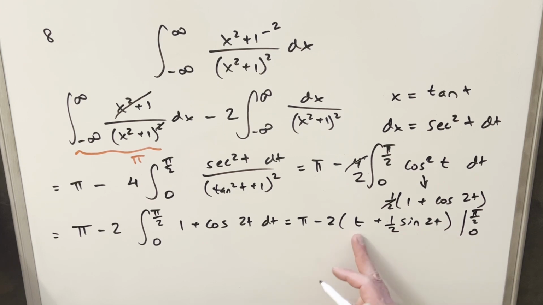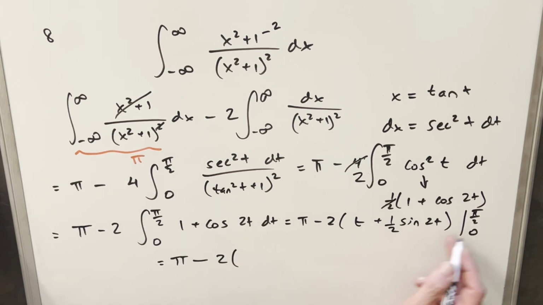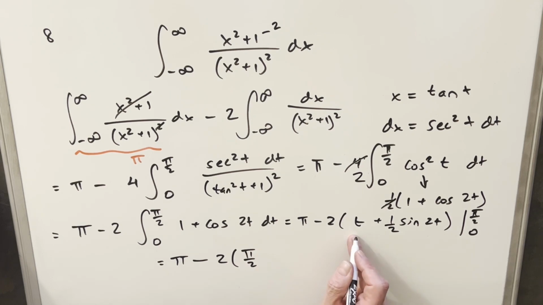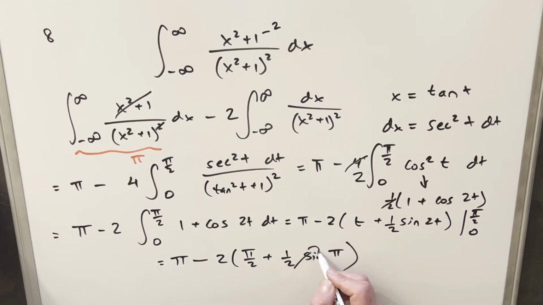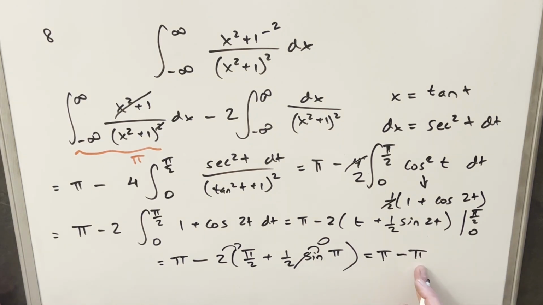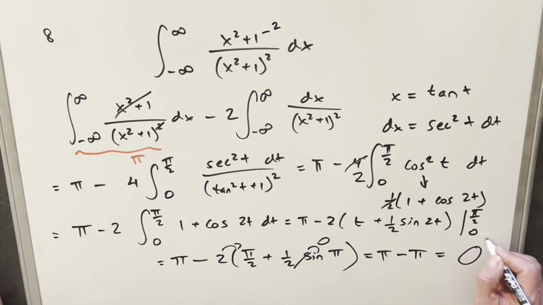Now what you'll notice here is when you plug in 0 for t, that's just going to be 0. Plugging 0 in here, you're going to have sine of 0, that's also 0. So I just need to evaluate at pi over 2. We'll copy down what we have here. We have pi minus 2, and then plugging in pi over 2 everywhere, we're going to have pi over 2 in here for the t, plus 1/2 sine of 2 times pi over 2, which is just pi, but sine of pi is 0, so that piece goes away, and we're just going to have this pi over 2. So distributing this in here, we're going to have our pi out front, but then minus 2 times pi over 2 is just going to be minus pi, and then pi minus pi gives us our final solution of just 0. So good problem today.